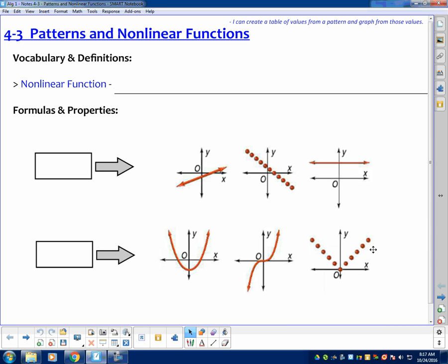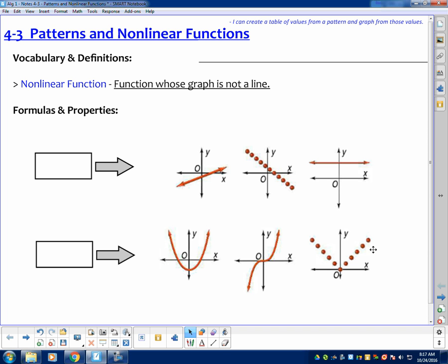Okay, we're going to look at patterns in nonlinear functions today. Last time we looked at linear functions. A nonlinear function is a function whose graph is not a line. So all the ones we looked at last time were lines when we plotted the points. So here's some examples of linear functions.